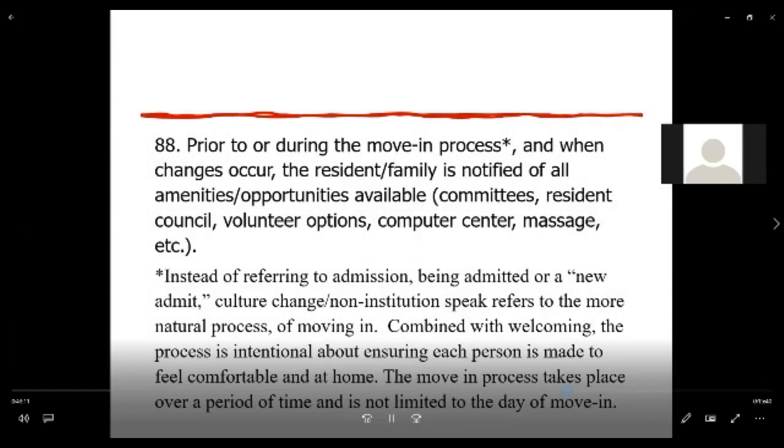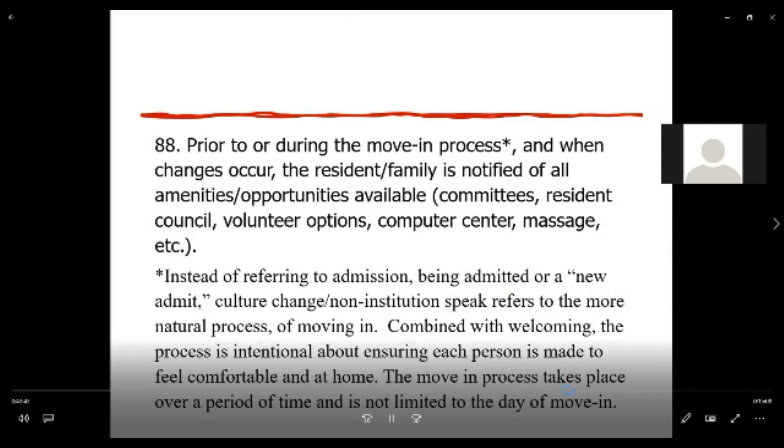Good stuff, huh? Prior to or during the move-in process, who can see what words we're avoiding there? And when changes occur, resident family is notified of all amenities and opportunities available. So we mean everything, like committees you can serve on, the resident council, any volunteer options, which hopefully you have more and more of, where the computer center is, where they can get a massage, you know, where the door is to the outside that's automatic and they don't need help, you know, all these good things.